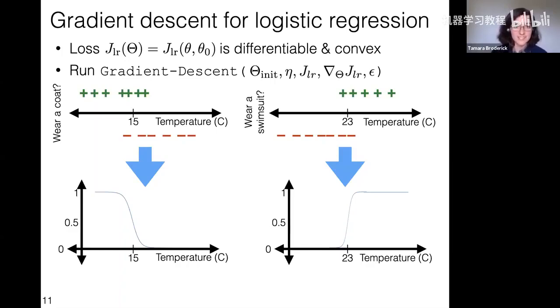Fantastic. So the first one we're seeing is that it's flipped. The next one is that it's offset. The temperature where I start wearing a coat, at least for me, is different than the temperature where I'm willing to wear a swimsuit. It's much warmer where I might be willing to wear a swimsuit. And then we see that in this particular case, it's a little steeper because there's not such a large range where I might do either.